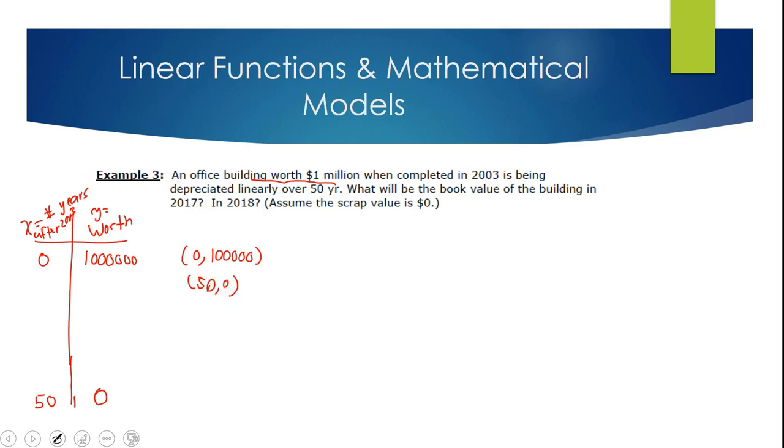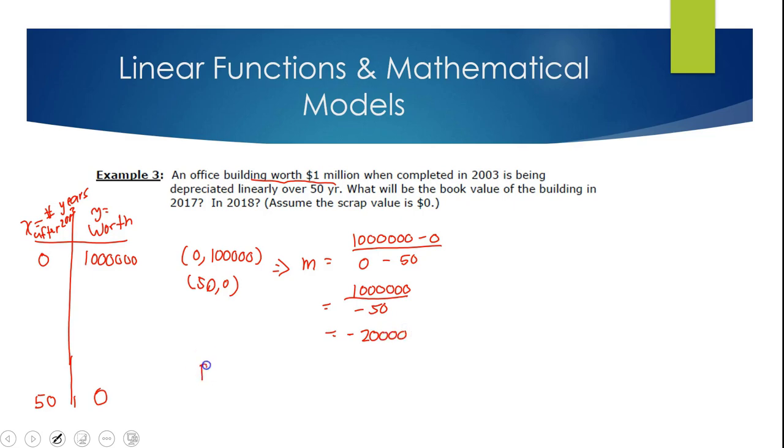I want to get a rate of change. A rate of change is just another name for a slope. So the slope is going to be 1 million minus 0 over 0 minus 50. So I'm going to have 1 million over negative 50, and 1 million over negative 50 is negative 20,000.